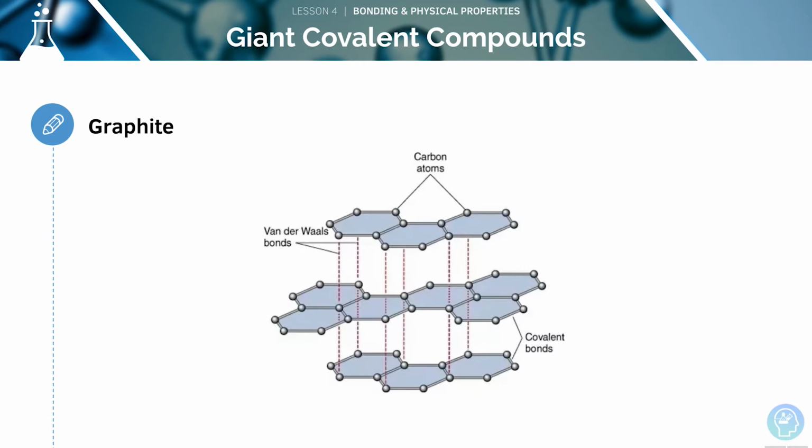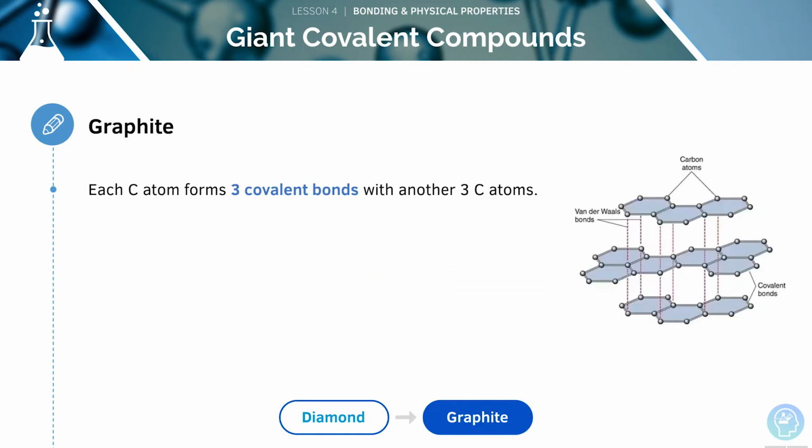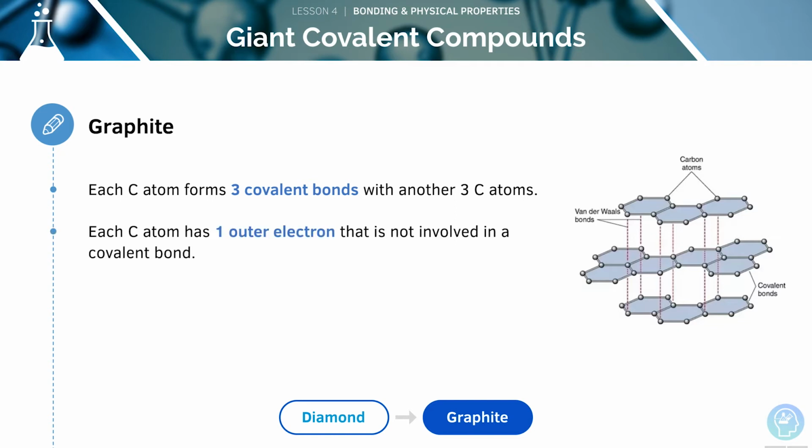This figure shows graphite as a giant covalent structure. It presents the covalent bonds between the carbon atoms. The carbon atoms are arranged in hexagonal sheets in layers. In graphite, each carbon shares electrons with 3 other carbon atoms, forming 3 covalent bonds. Each carbon atom has 1 outer electron that is not involved in the covalent bond. This 4th electron is said to be delocalized and is free to move around.